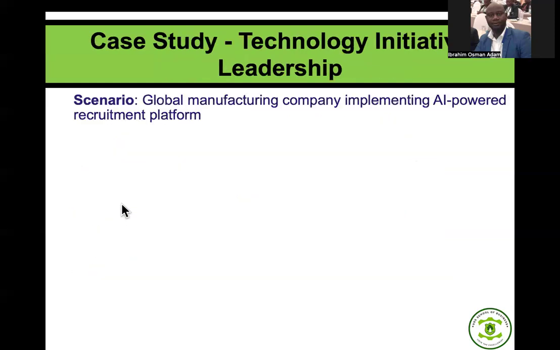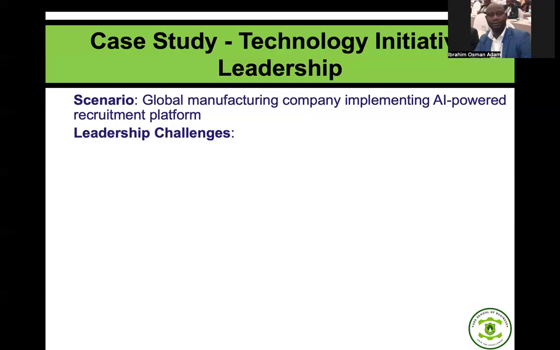Now, let's look at a scenario, and this scenario is a real-world example. Assume you recently worked with a global manufacturing company implementing an AI-powered recruitment platform. Assume the technology was very solid, the business case was clear, and the objectives were very clear. But during the implementation, they faced significant leadership challenges.